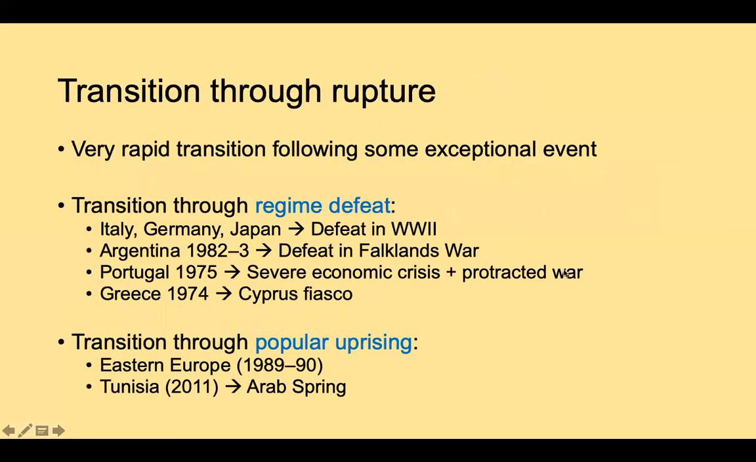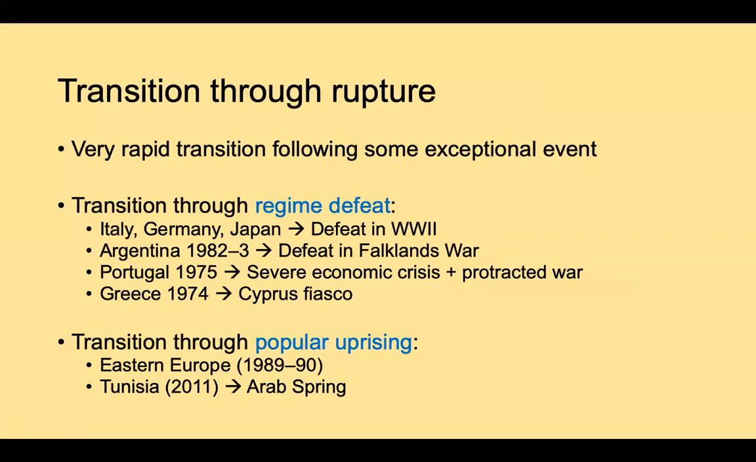So a transition through rupture is a very rapid transition that follows some exceptional event. This can take place as a result of a regime defeat. So for example, Italy, Germany, and Japan were defeated in World War II and underwent democratic transitions as a result of conditions imposed on them. Argentina in 1982 and 83 was defeated in the Falklands War and underwent a democratic transition when the military handed over power and called for elections shortly thereafter.